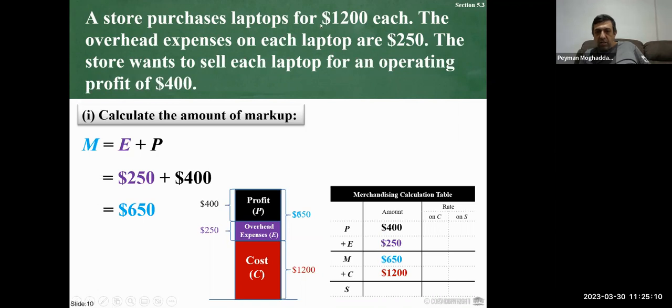The cost is 1200, right? So why is the cost 1200? Because a store already purchased that laptop. So the store purchased a laptop, so the cost for the laptop is 1200, and now I want to sell it. Now we want to sell it.